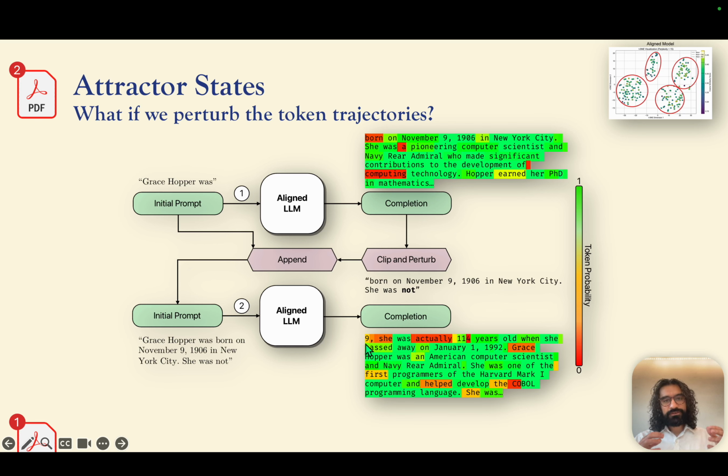And we see that the model first gets confused because it was not expecting to see "not". It's out of distribution. We see that it struggles to justify it. The first few tokens are not green, even though they used to be before. So the model tries to justify this. It says "she was not 9, she was actually 114 years old when she passed away." And then something weird happens. The model goes on to generate its own output as if nothing happened. So you see here it's going to say "Grace Hopper was an American computer scientist", which is one of the typical cluster outputs that the model generates.